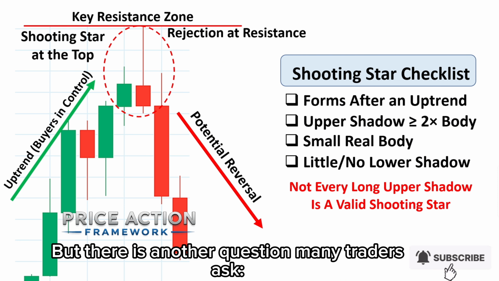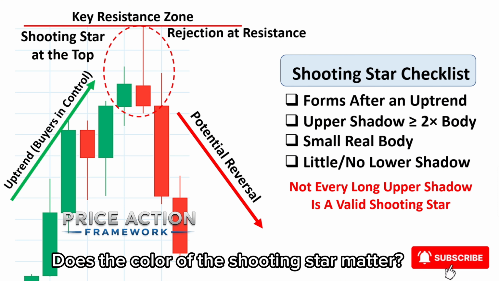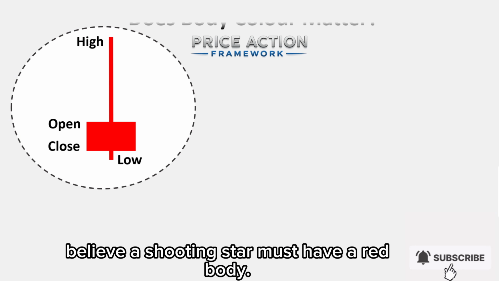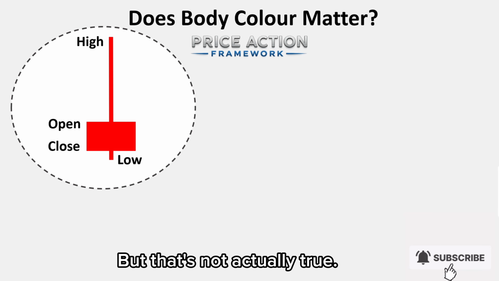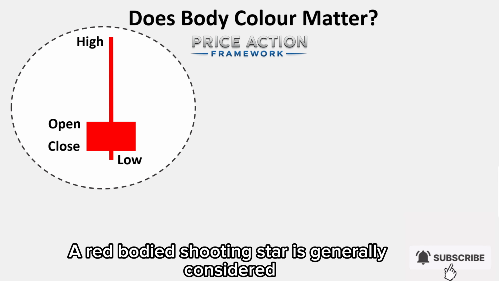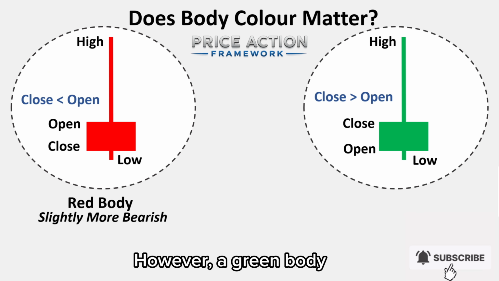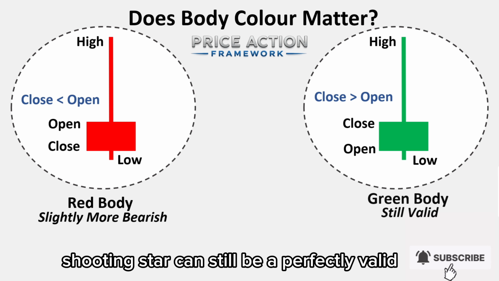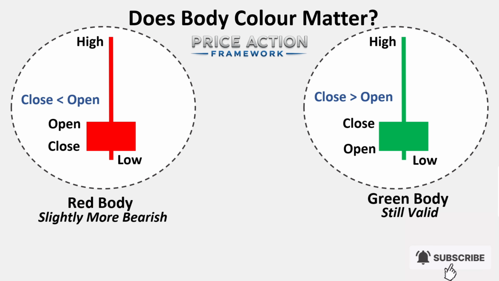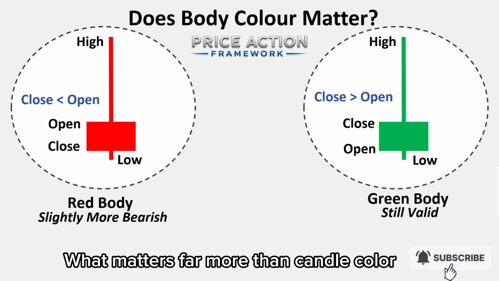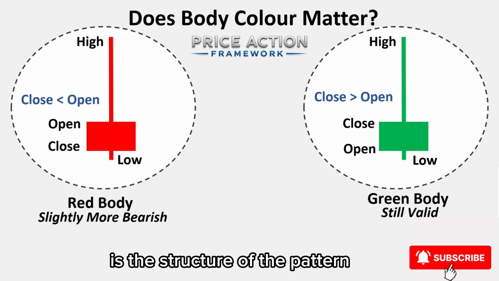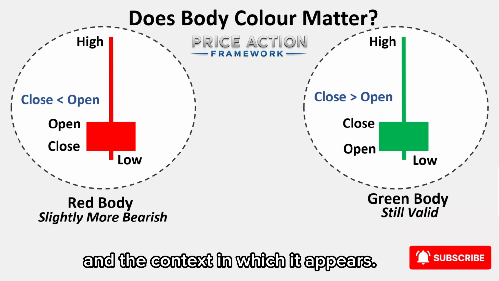But there is another question many traders ask. Does the color of the shooting star matter? Many traders believe a shooting star must have a red body, but that's not actually true. A red-bodied shooting star is generally considered slightly more bearish because it closes below its opening price. However, a green-bodied shooting star can still be a perfectly valid bearish reversal signal. What matters far more than candle color is the structure of the pattern and the context in which it appears.